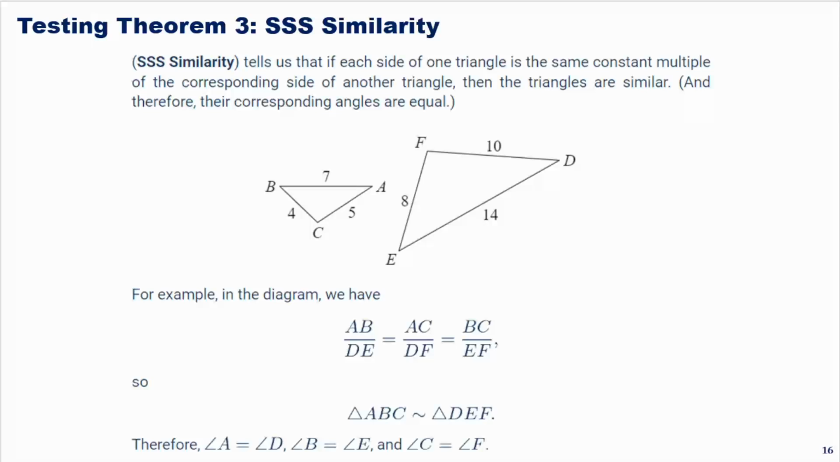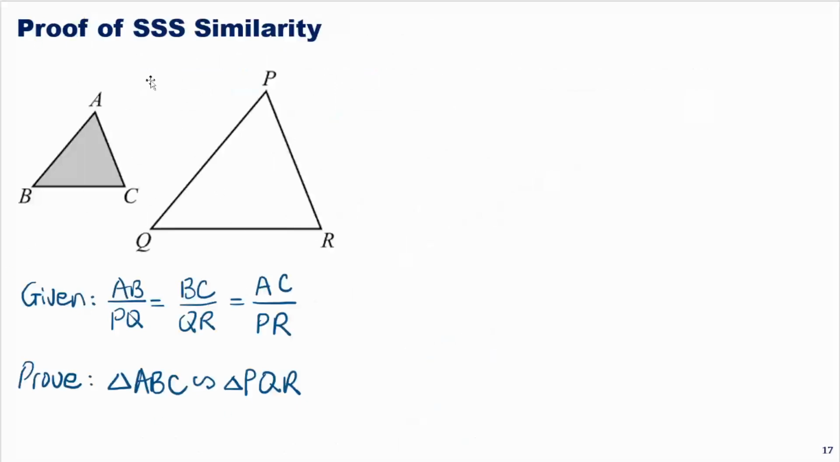Okay, also we can actually prove SSS similarity is true. So consider this question by yourself. Given two triangles and AB over PQ, BC over QR, AC over PR are all the same ratio, can you prove triangle ABC is similar to triangle PQR? I'm not going to write the proof here for you, so consider this as a homework as well, okay? If you have any questions, just let me know, probably in our next class, okay? Try to prove this by yourself. It's not that complex.